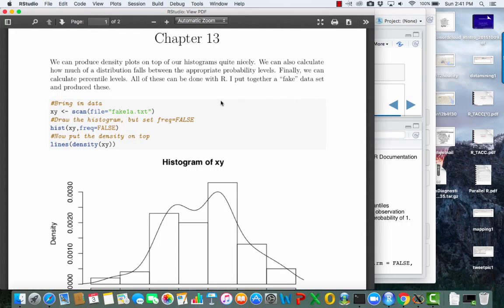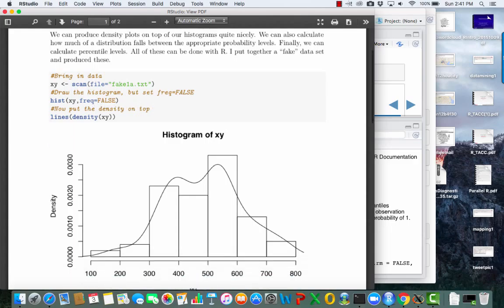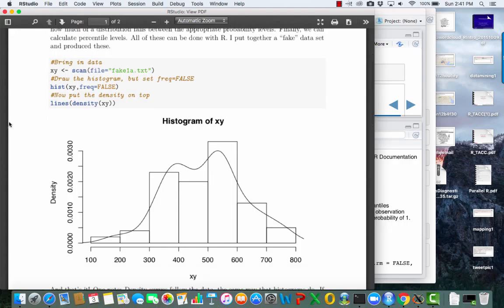So I brought in my fake data set, and so you bring in your data, you draw your histogram, and you make one change. You put in freq equal false, FREQ equal FALSE, and make sure you put in false in capital letters. And then you put in lines, open parentheses, density equals, and then the x, y referring to the data name. And it superimposes the density onto the top. So that tracks that. It adds up to 1, which is as it should be.